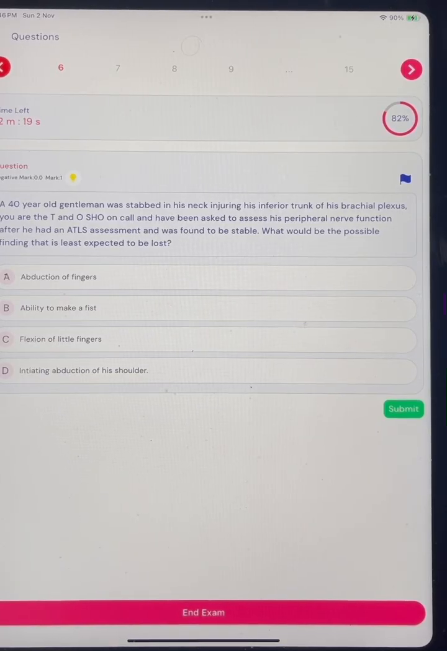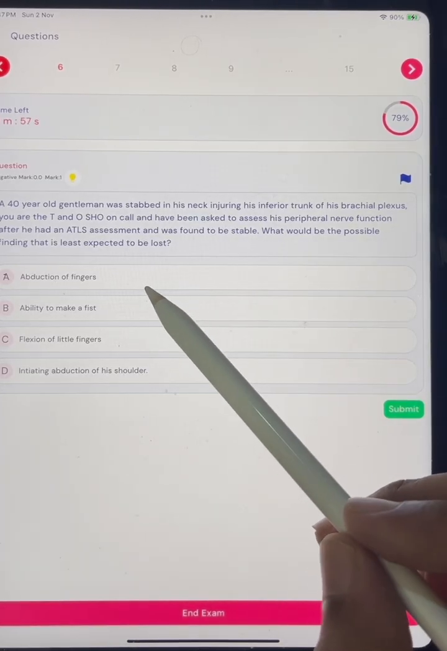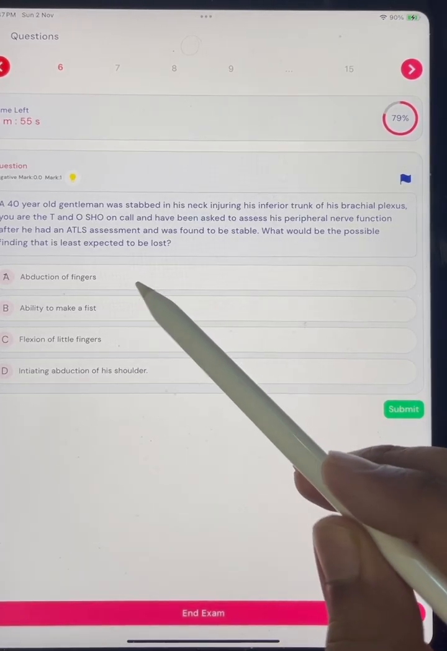Flexion. Initiating abduction of the shoulder is from the superior trunk. Abduction of the fingers, adduction and abduction, actually PAD and DAB. Ability to make a fist, this is the radial and all that. Flexion of the little finger is possible because of flexor digitorum profundus. So basic abduction of the fingers, adduction and abduction is by the ulnar nerve.